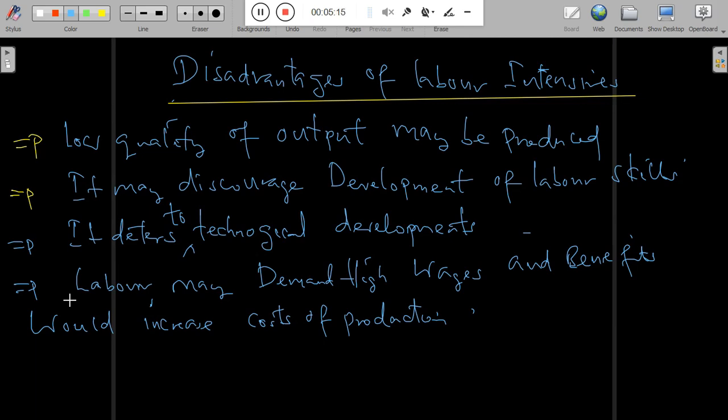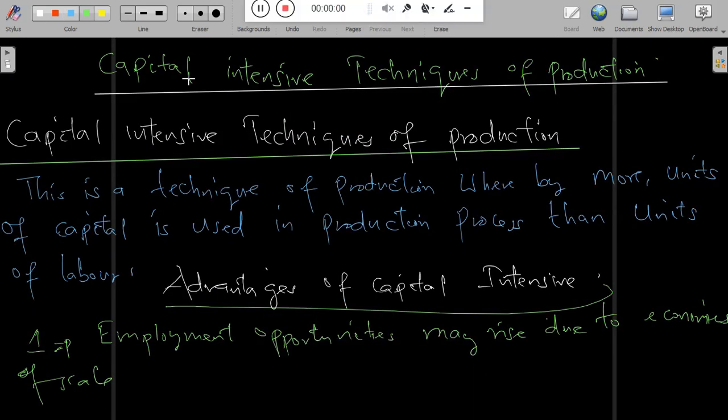Here are the disadvantages of labor-intensive production. One demerit is that low quality of output may be produced. This is because among the many laborers employed, some are not educated and not skillful enough to efficiently apply techniques that increase or maximize output. It may discourage development of labor skills, and it deters technological development. Also, labor may demand high wages or salaries. This may be the effect.